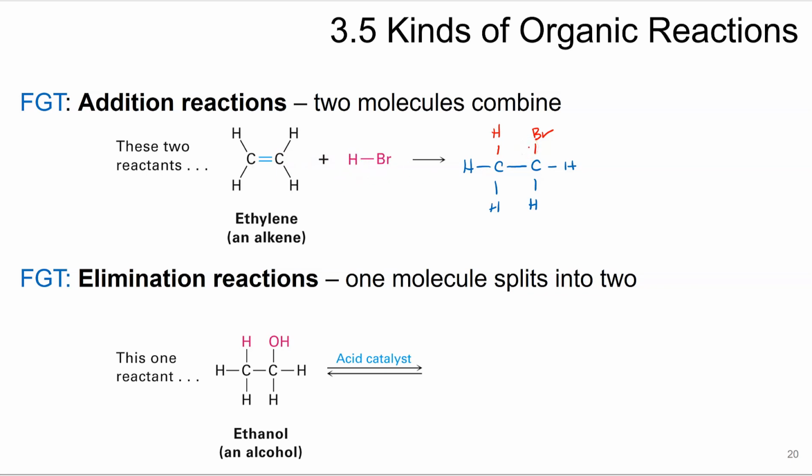And the electrons that were in the double bond have donated themselves to make new bonds with the H and the Br. We can also see elimination reactions where a molecule is split into 2 different products. So this one reactant, ethanol, look at that group there. We add an acid catalyst, and the water is going to leave and take those electrons to form a double bond. We also get water as a side product.